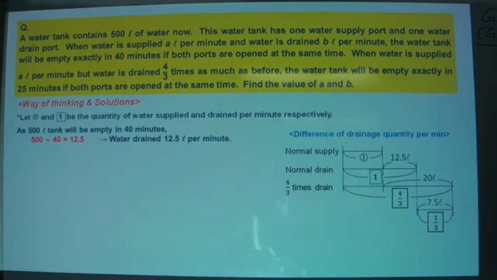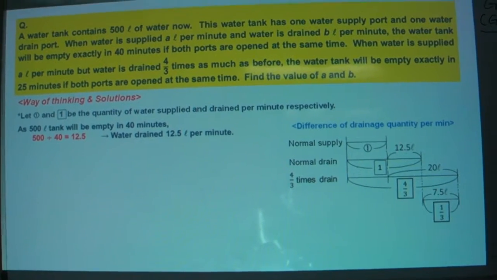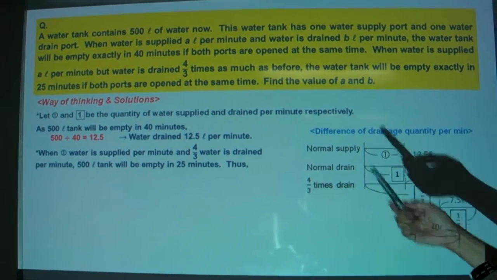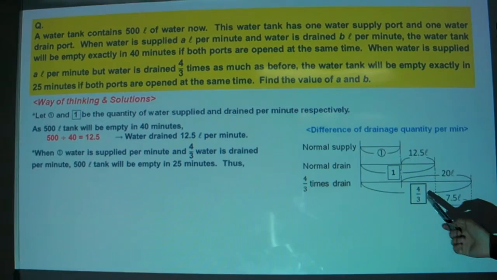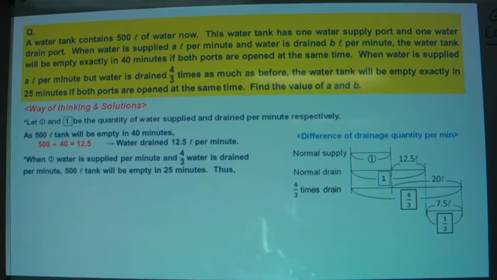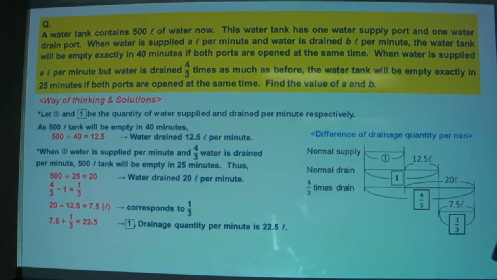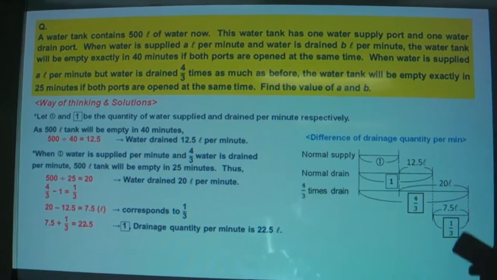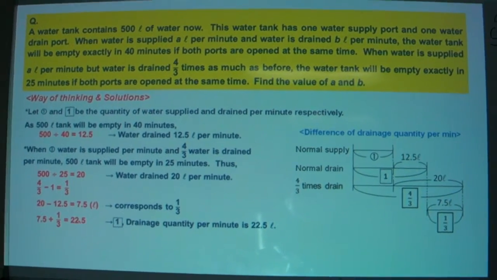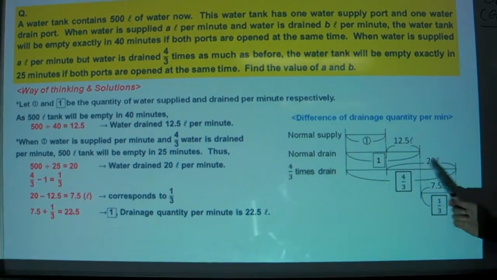But in the second case, supply never changes, remaining 1 circle, but flow out is 4/3 times before. So in this case, the drain out is 4/3 squares. But supply, 1 circle, never changes. In this case, 500 liter of water will disappear in 25 minutes. So 500 divided by 25 is equal to 20. Water will go out 20 liter per minute. This means the difference between 1 circle and 4/3 square is 20 liters.